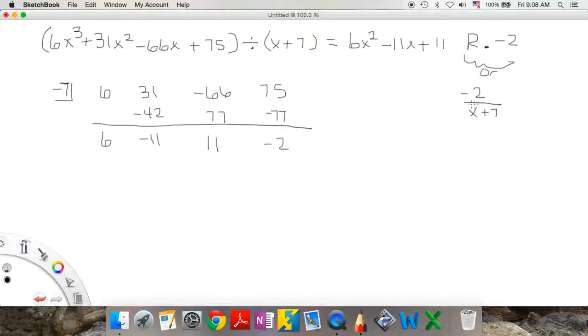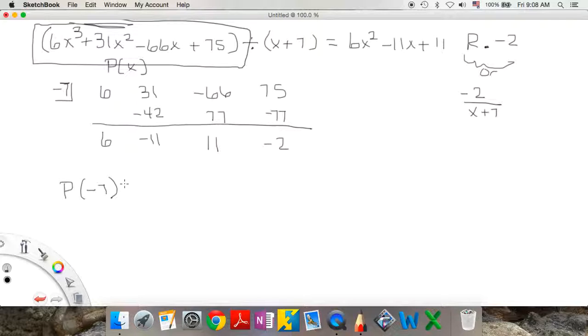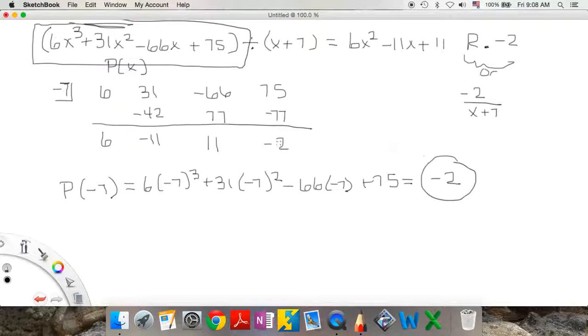So one thing I want you to notice, though, is if this is our polynomial we're dividing here, we'll call this p of x. If you look at this, what's p of negative 7? Well, that's 6 times negative 7 cubed plus 31 times negative 7 squared minus 66 times negative 7 plus 75. If you calculate that all out, you get negative 2. Notice, that's our remainder.